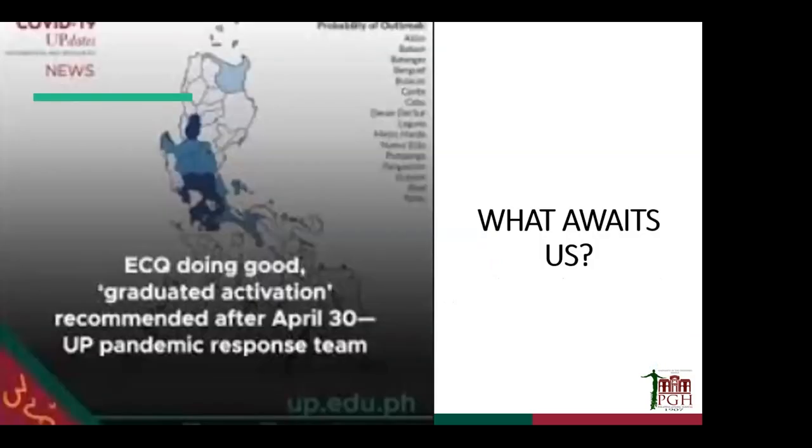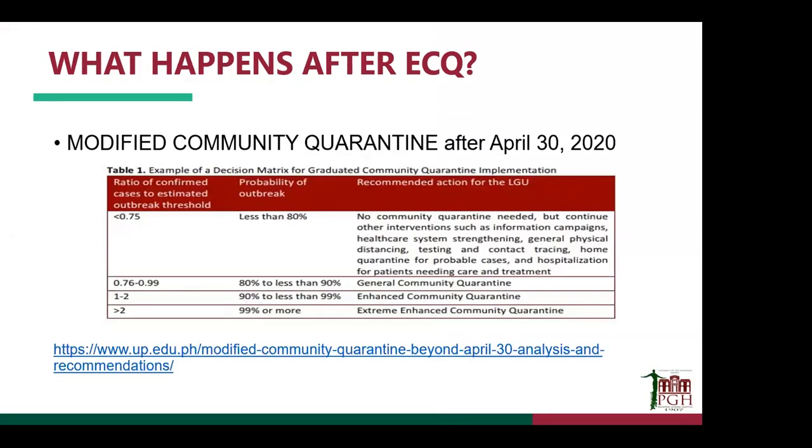Okay. So what's awaiting us now? Again, the COVID team from the university is recommending graduated activation after April 30. There's another policy statement they came out with saying that maybe this time it could be a modified community quarantine depending on what the potential for outbreak would be of particular parts of the city or provinces within the country.